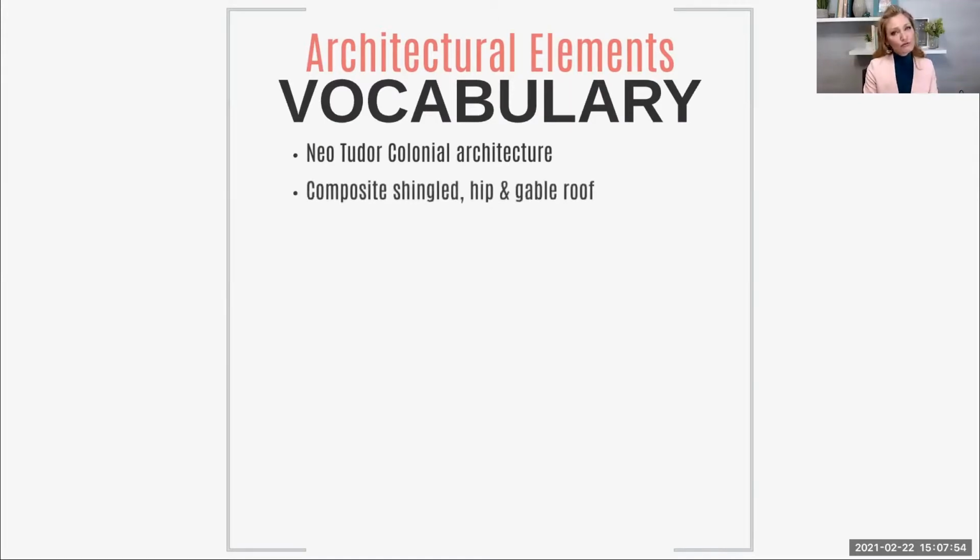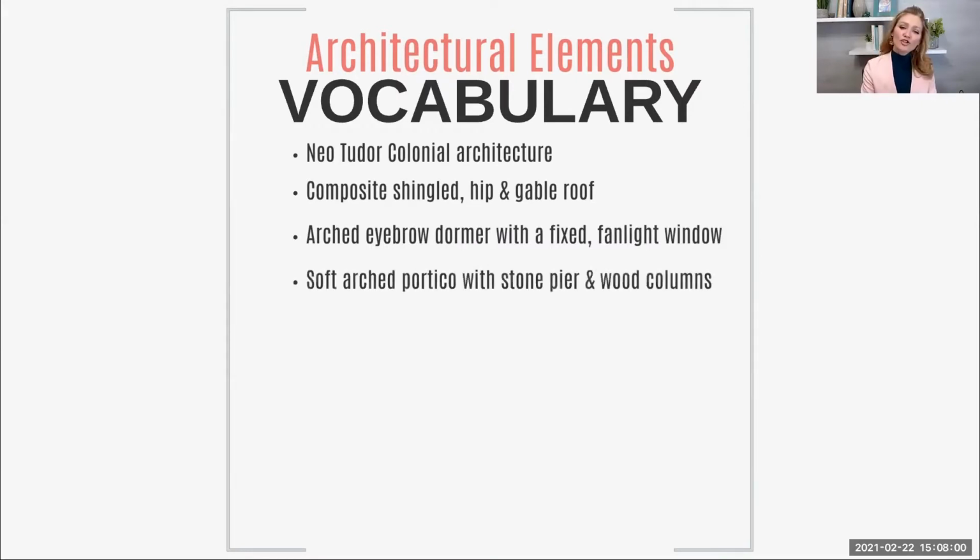It has a composite shingled hip and gabled roof. It has an arched eyebrow dormer with a fixed fanlight window. It has a soft arched portico with stone pier and wooden columns. Anytime I have a little porch that juts out over the door, supported by piers, that's a portico, right? Supported by columns. Random cut Texas sandstone veneer.